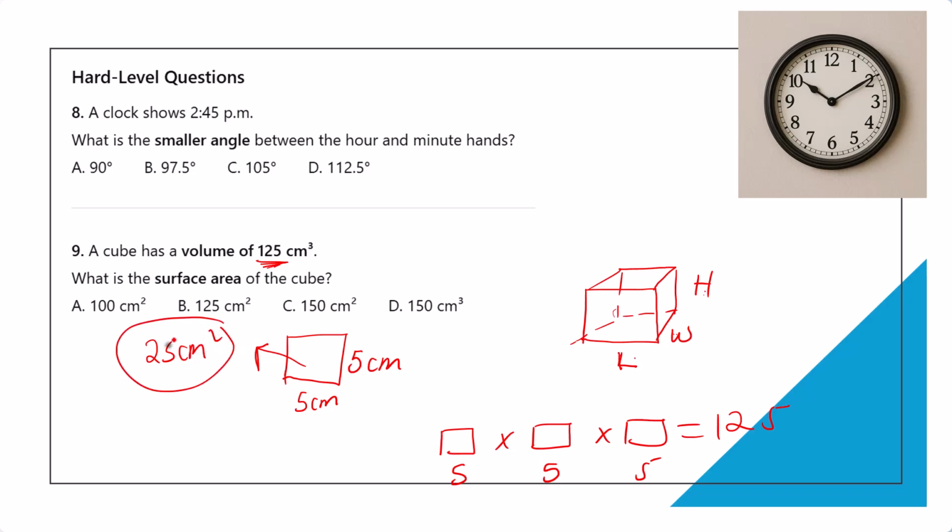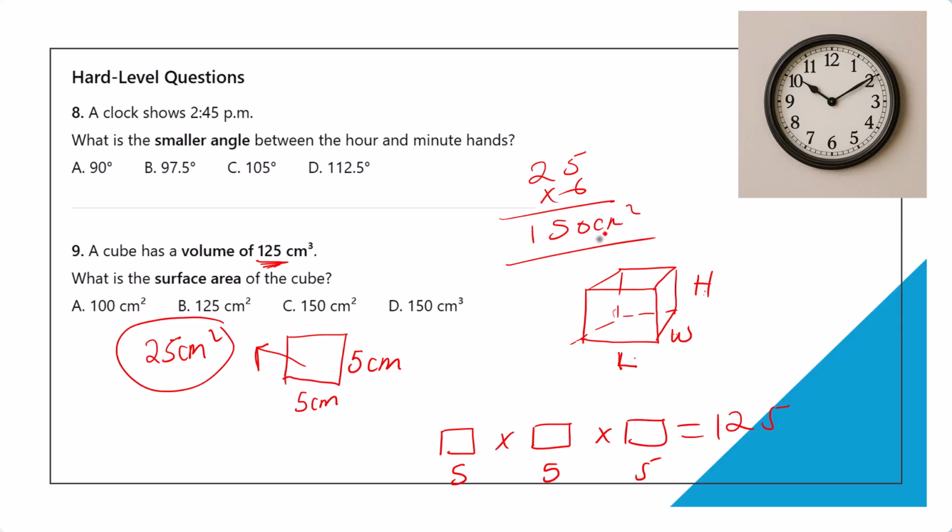Then once we've done that, we have 25 times by 6 because there are 6 sides. 1, 2, 3, 4, 5, 6. There are 6 sides. So you're going to do 25 and you're going to times that by 6. And that's going to be 150 centimeters square. That's what we are saying.